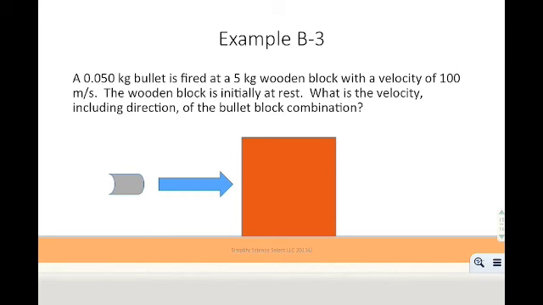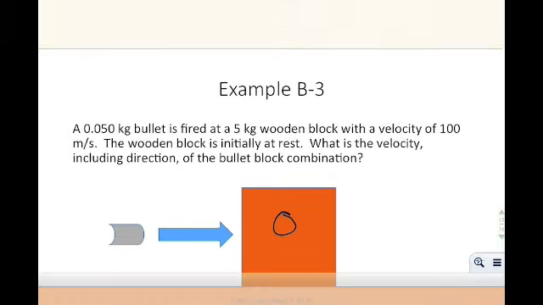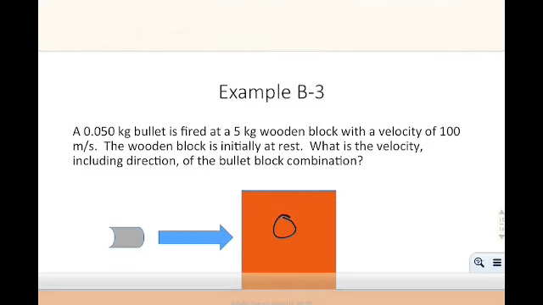In our last example, we have a 0.05 kilogram bullet that is fired at a 5 kilogram wooden block with a velocity of 100 meters per second. The wooden block is initially at rest, so this thing right here is at rest, and it says what is the velocity, including direction, of the bullet block combination. So, once again, we're going to set this up as conservation of momentum.